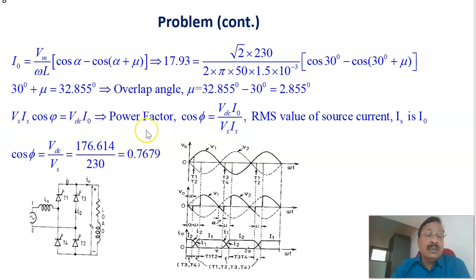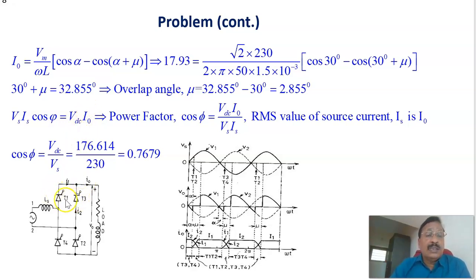The next part of the question is to find the power factor. Vs into Is into cos φ is the input power. We are assuming that the switches are ideal, and the output voltage is V0 and the output current is I0, so the output power is VDC into I0, where VDC means the average output voltage. The power factor is VDC into I0 divided by Vs into Is, because Vs into Is into cos φ is the input power, and this is the output power.